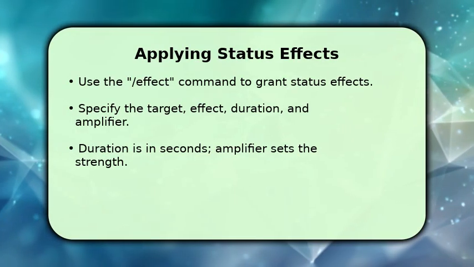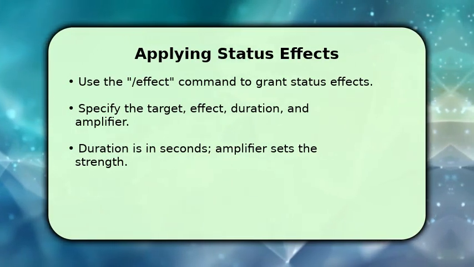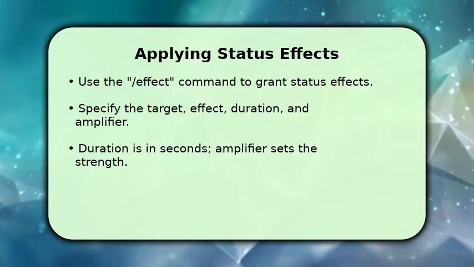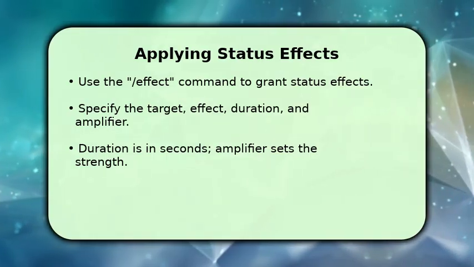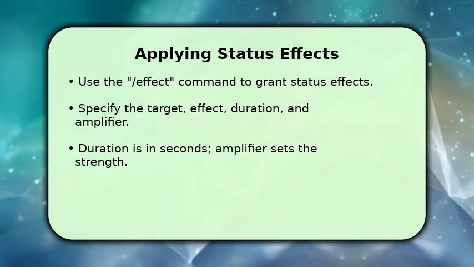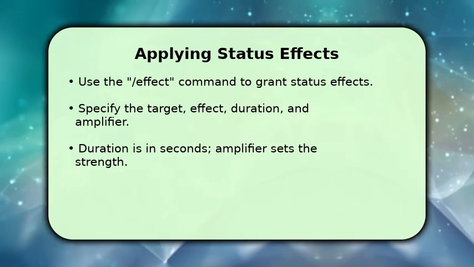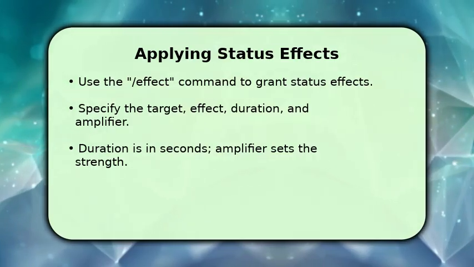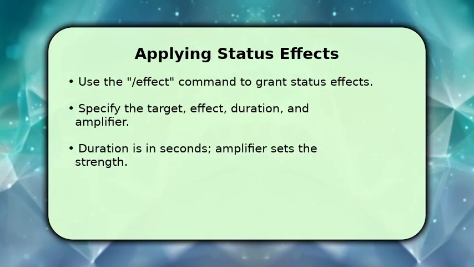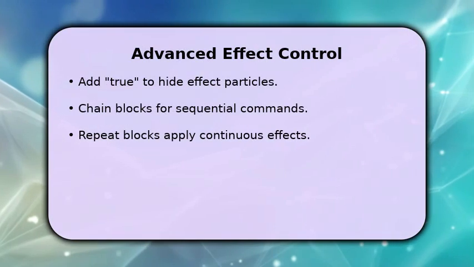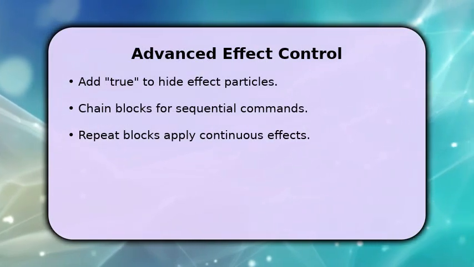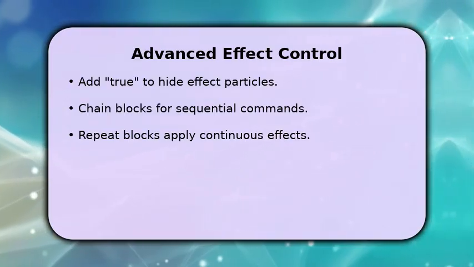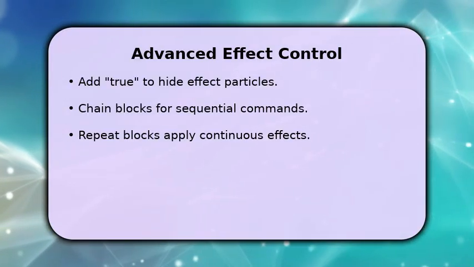For example, /effect @p speed 120 5 gives the nearest player speed for 120 seconds at level 5. The duration is in seconds, and the amplifier determines the effect's strength, starting from 0 for level 1. This allows precise control over various in-game buffs or debuffs. For a cleaner look, add true at the end of your effect command to hide the particles. For example, /effect @p speed 120 5 true.